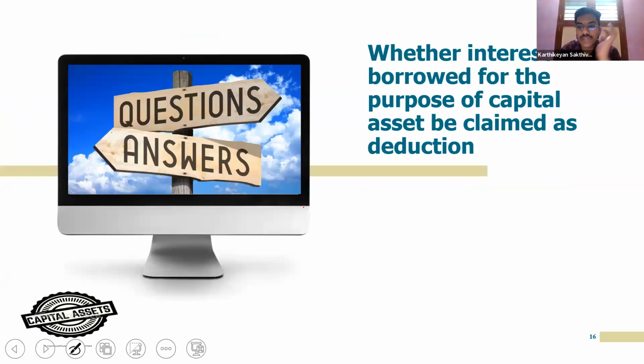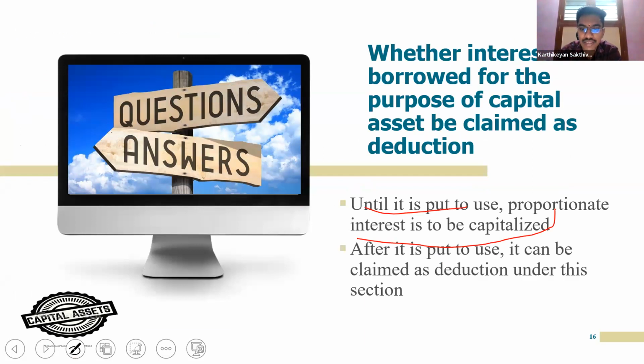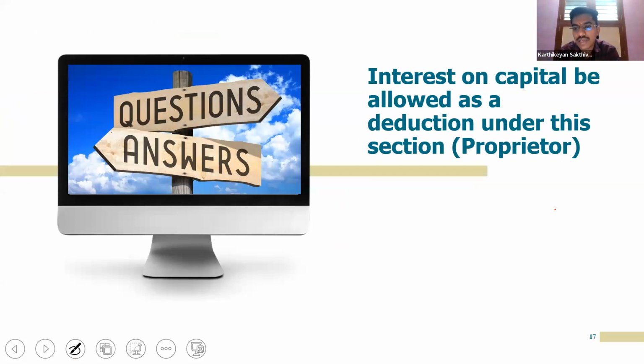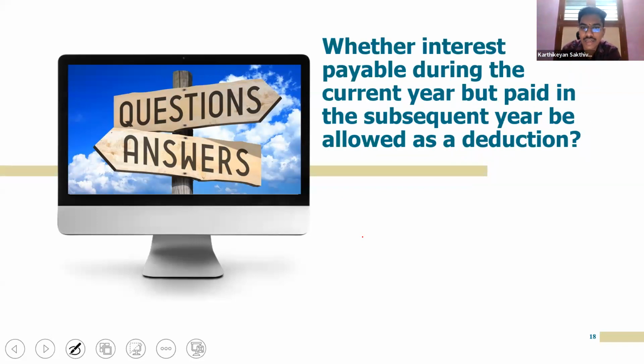Right? அப்புறமா whether interest borrowed for the purpose of capital asset can be claimed as deduction. Interest until it is put to use, நம்ம ஆல்ரெடி டெப்ரிசியேஷன்லயே பார்த்தோம், it is to be capitalized. அதுக்கப்புறமா இருக்கிற இன்ட்ரெஸ்ட் you can claim it as deduction. Interest on capital be allowed as deduction under this section. Interest on capital அப்படின்னா, பேசிக்கலி இப்போ ப்ரொப்ரைட்டர்ஷிப் கன்சர்ன் இருக்குன்னு வச்சுக்கோ, அதில் 12% இன்ட்ரெஸ்ட் ஆன் கேபிட்டல், 18% இன்ட்ரெஸ்ட் ஆன் கேபிட்டல் அப்படின்னு சொல்லிட்டு போடுவாங்க. ஸோ அந்த இன்ட்ரெஸ்ட்டை கேன் பி கிளைம்ட் as deduction அப்படின்னு கேட்டிருக்காங்க. நோ, it cannot be claimed as deduction because he cannot pay interest to himself. So அந்த ரீசன்னால he cannot claim that as deduction.